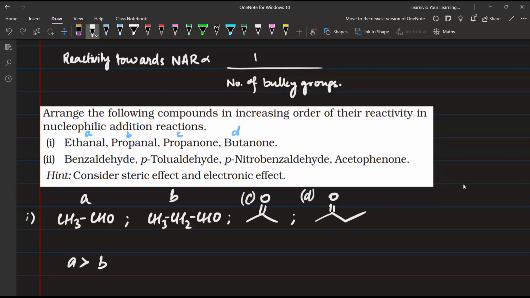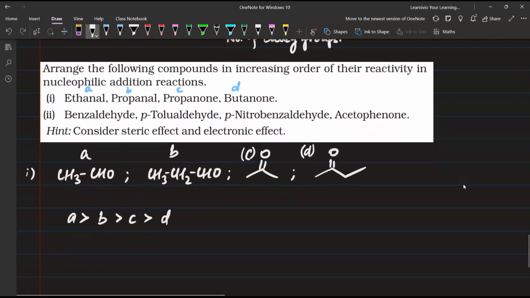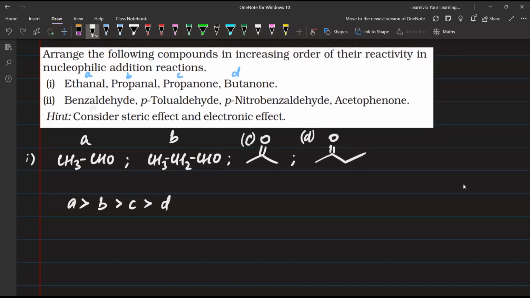C और D में कौन ज्यादा reactive होगा? If you compare C and D, then C is having less bulky group and D is having more bulky group. So there is C, and then the last will be D. Does this make sense? Yes or no? Please tell me. Yes sir.